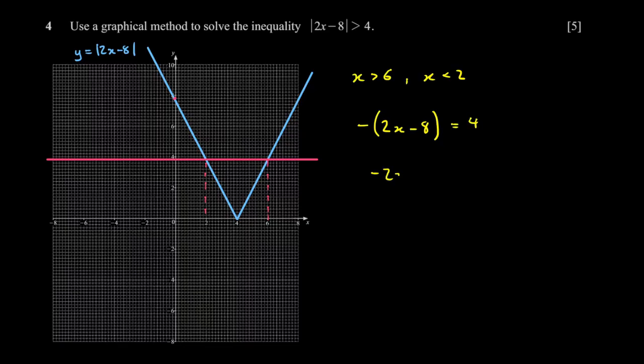So negative 2x plus 8 is equal to 4, which means that negative 2x is equal to -4, which means that x is equal to +2, which again is what we got from the graph. And so that's these two solutions here. Okay, so just doing it every way, and of course you could do it by squaring both sides as well. But I hope you get a full understanding there of what's going on.